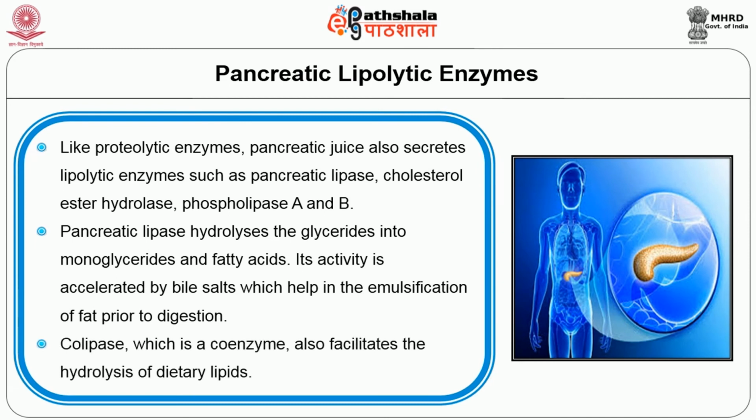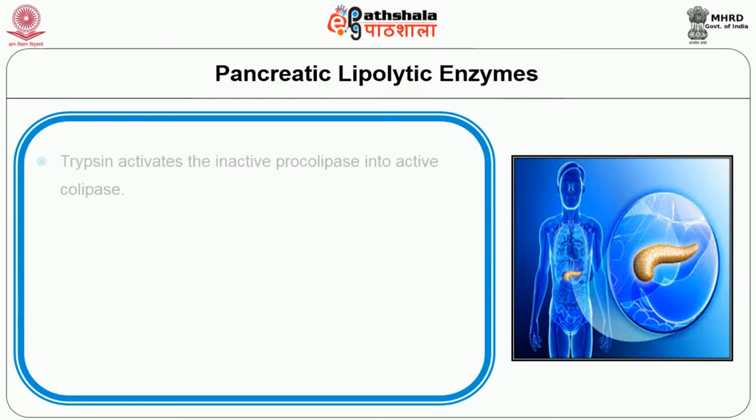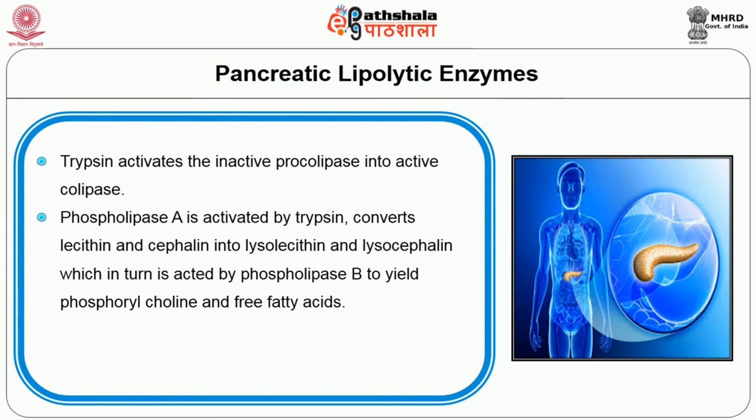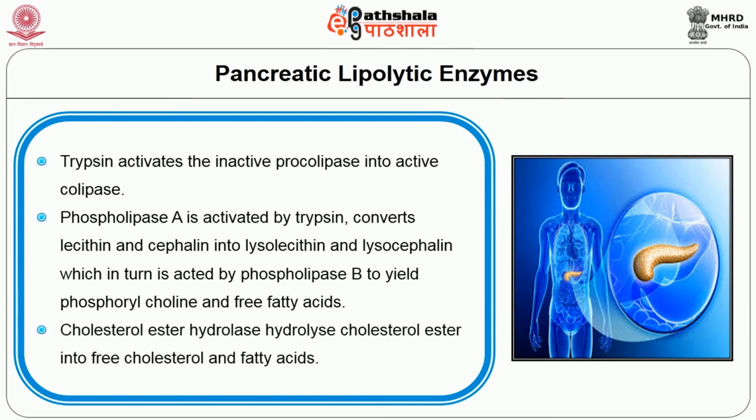Colipase, which is a coenzyme, also facilitates the hydrolysis of dietary lipids. Trypsin activates the inactive procolipase into active colipase. Phospholipase A is activated by trypsin and converts lecithin and cephalin into lysolecithin and lysocephalin, which in turn are acted on by phospholipase B to yield phosphorylcholine and free fatty acids. Cholesterol ester hydrolase splits cholesterol ester into free cholesterol and fatty acids.